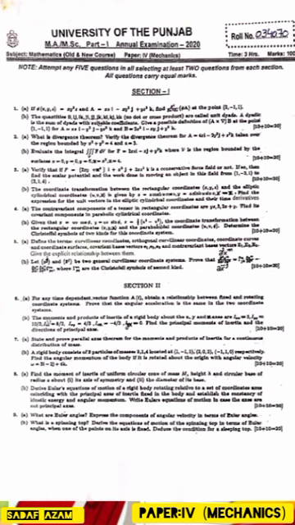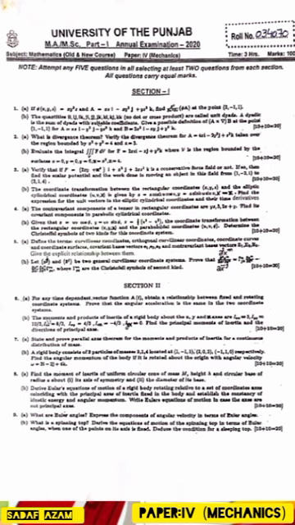Bismillahirrahmanirrahim. University of the Punjab. MA MSc Part 1 Annual Examination 2020. Subject Mathematics Old and New Course. Paper 4 Mechanics. Note: attempt any 5 questions in all, selecting at least 2 questions from each section. All questions carry equal marks.